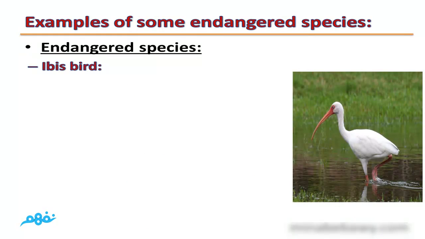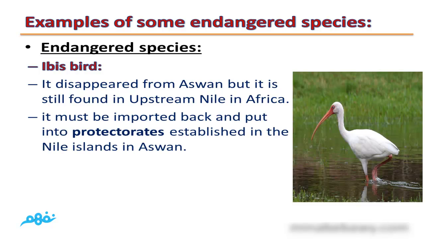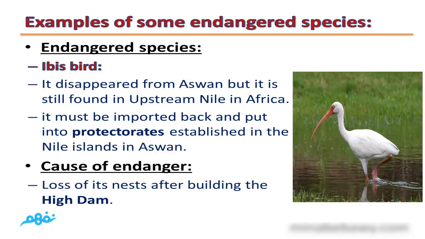The fourth endangered species is ibis bird. It disappeared from Aswan, but it is still found in upstream Nile in Africa. It must be imported back and put into protectorates established in the Nile Islands in Aswan. Cause of endanger: loss of its nests after building the high dam.